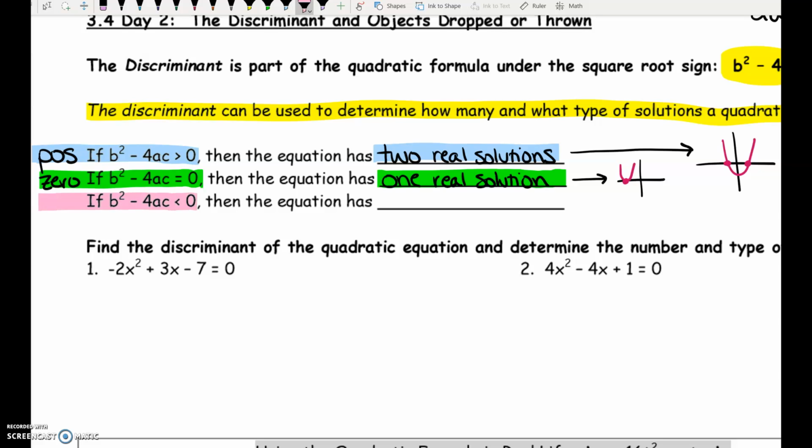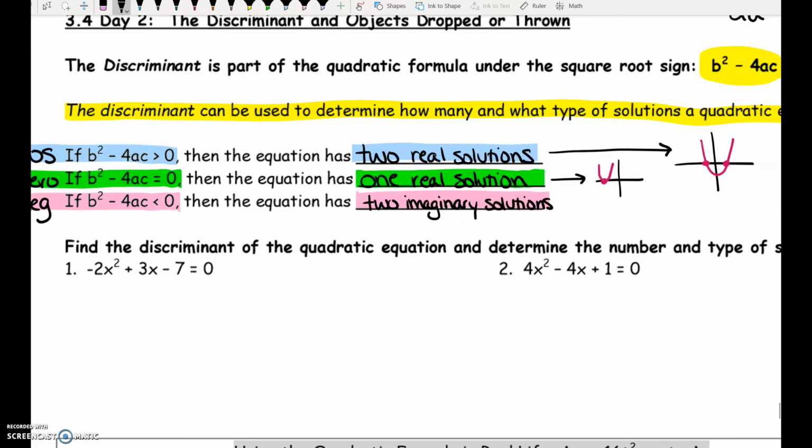And if the discriminant is less than 0, that means the discriminant is negative. Then we have the square root of a negative number. What happens when you have square roots of negatives? We have i, that's an imaginary number, so you have plus or minus an imaginary number. There are going to be two imaginary solutions. This happens when the parabola doesn't touch the x-axis at all.